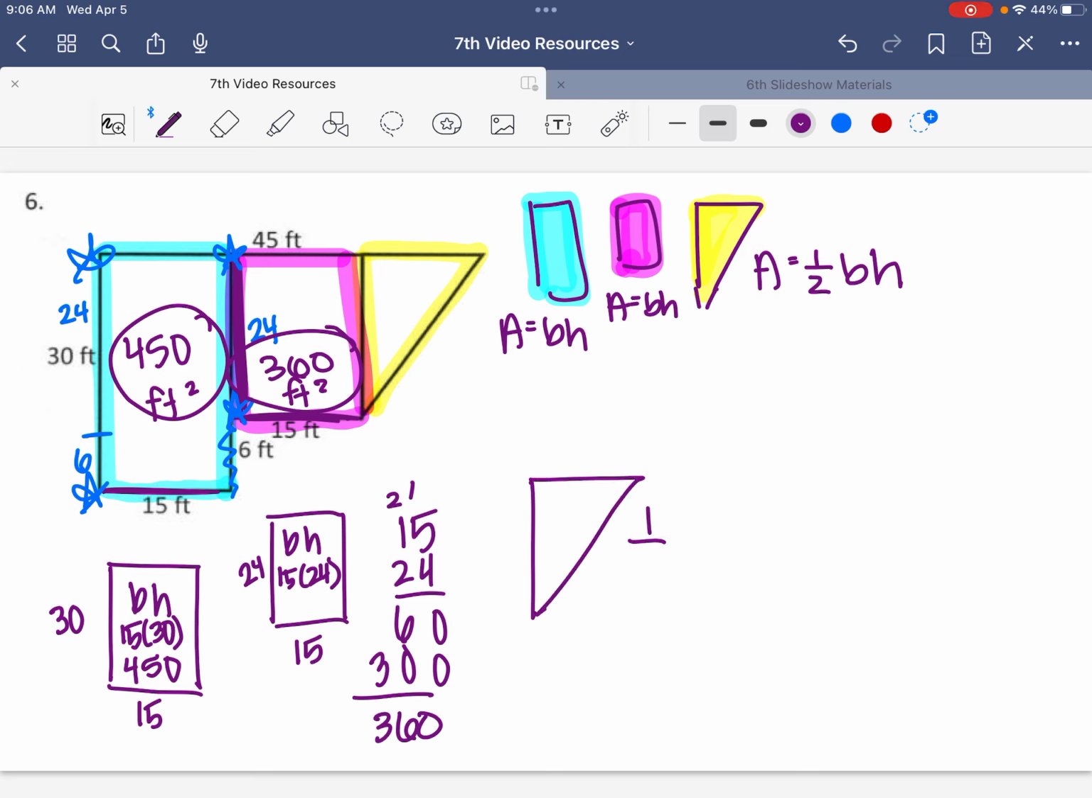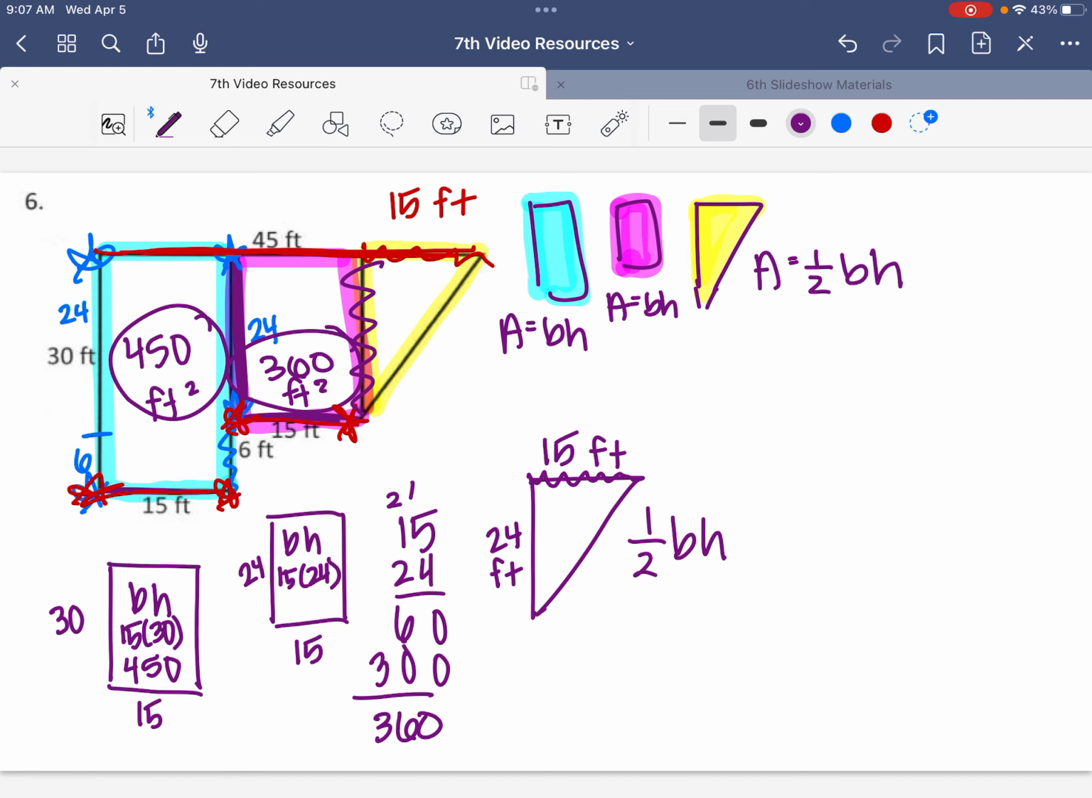The area of a triangle for us is going to be 1/2 base times height. The length of my base is going to be this piece right here, but I don't know the distance. I see that from here to here, that's 15, and from here to here, that's 15. But I don't know the remainder of this piece. I see this is all 45. So the leftover would need to be 15 feet. So the length of my base of my triangle is 15 feet. And the height will be the same as the pink rectangle, so 24 feet.